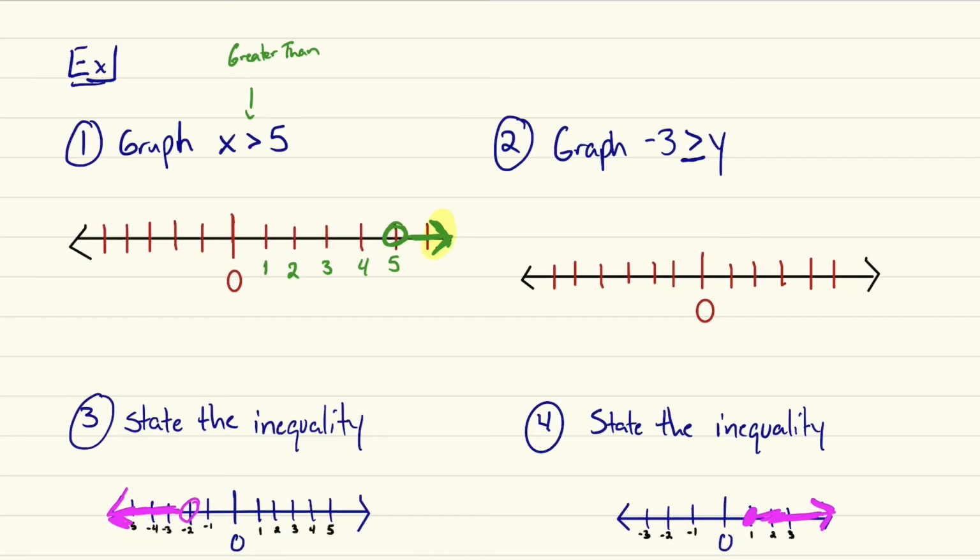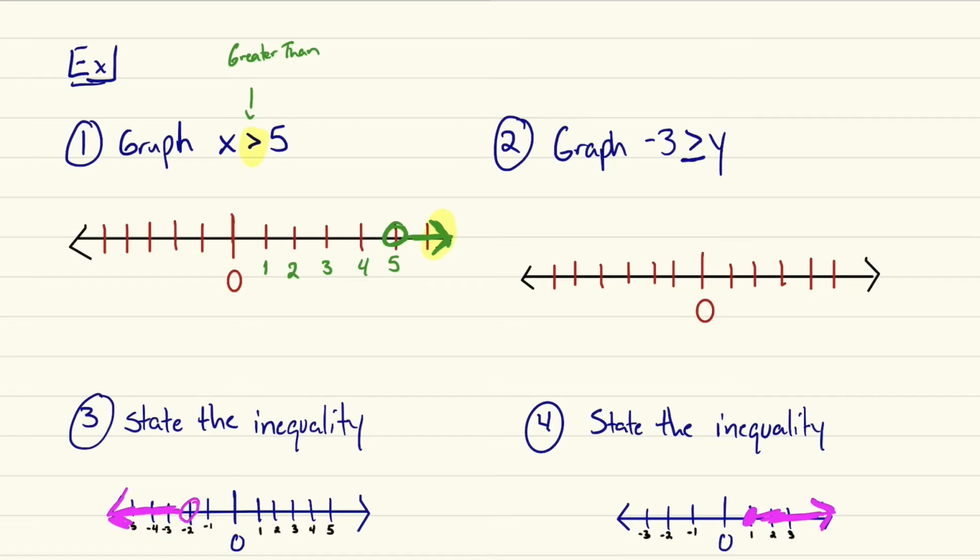Well, look here. In the problem, our greater than sign is also pointing to the right. So they match. And that's a good little trick to understand which way to shade if you ever get confused on that. If the arrow is pointing to the right, then we shade to the right. If the arrow is pointing to the left, we shade to the left. They always match.